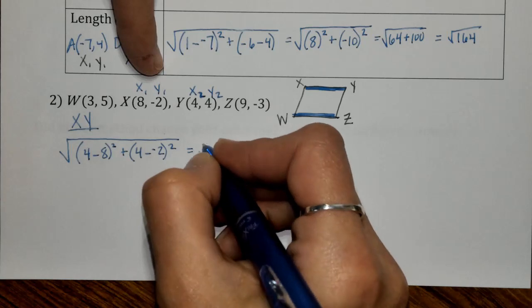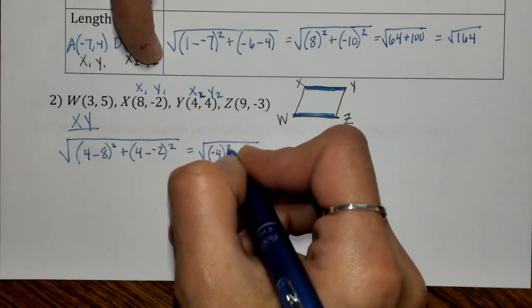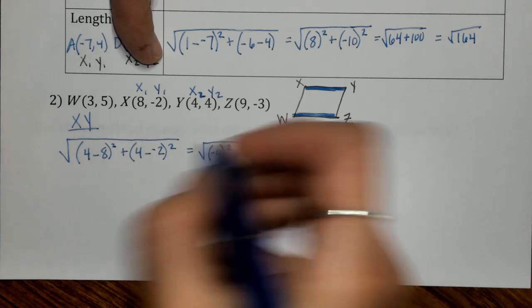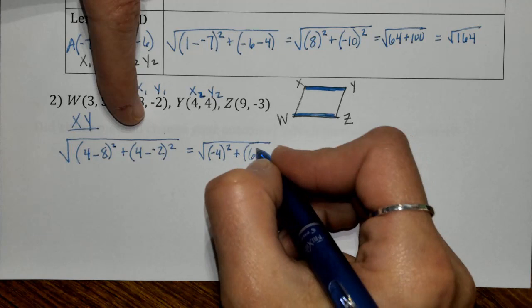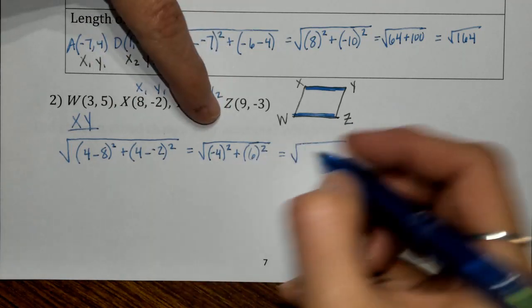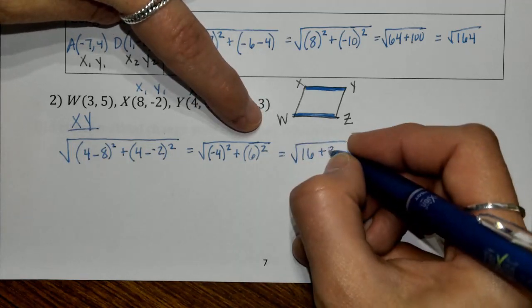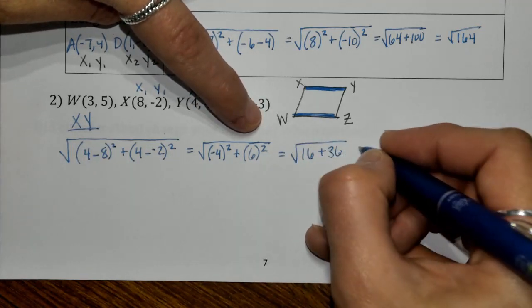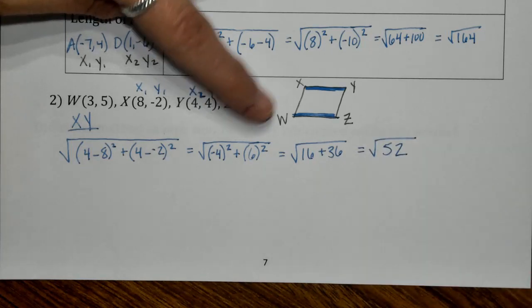Okay, take this step by step. 4 minus 8 is going to give me a negative 4 squared plus 4 minus a negative 2 is going to give me 6 squared. Let's get these squared and then add them. Negative 4 squared, positive 16, plus 6 squared, a 36. When we add them, we're going to come up with the square root of 52.